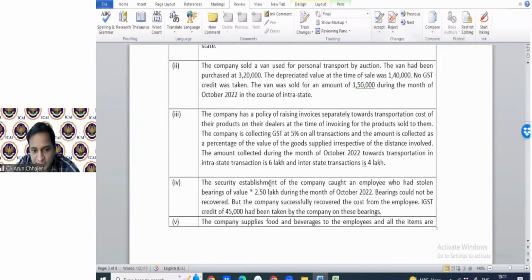Further, the security establishment of the company, a cotton employee who had stolen rupees 2,50,000 in October 22 could not be recovered, and ITC has been taken at 45,000. I hope it is clear to all that this ITC falls under the block category because of section 17 subsection 5 and clause H of the CGST Act, which says that any goods lost, stolen, destroyed, disposed of by way of gift or free sample, ITC won't be available. So this 45,000 ITC has to be reversed.